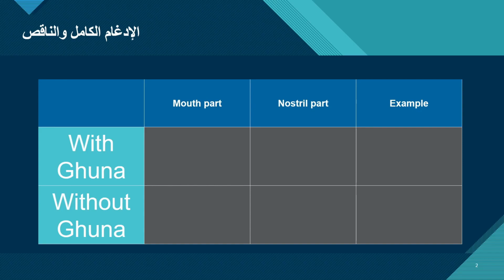For example, the word من يعمل. So in the mouth part, do we combine the noon with the ya? Yes, right? We combine the noon with the ya. من يعمل. So it becomes ya مشددة. So yes, we combine it. As for the غنة, is the غنة still there? Yes, it is still there, right? So yes, nostril part. Example, من ولي or من يعمل, right?